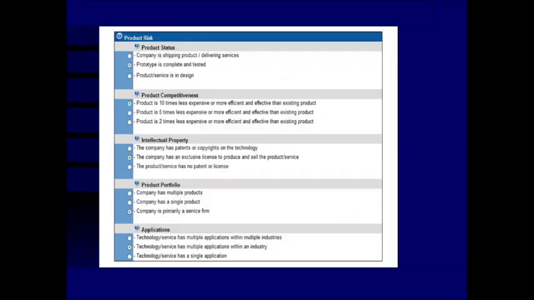The second risk factor in the assessment is product risk. This section addresses product status, competition, intellectual property, product portfolio, and applications. The product competitiveness point is probably the most challenging assessment point to address within all the assessment tools on the site.